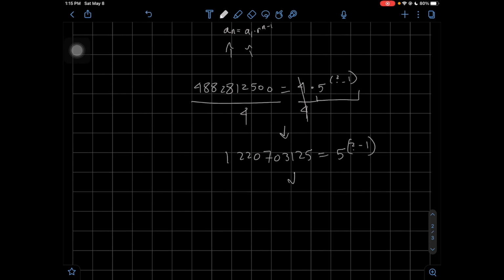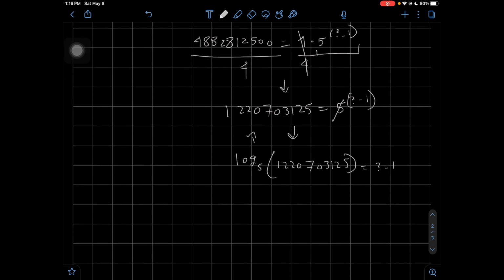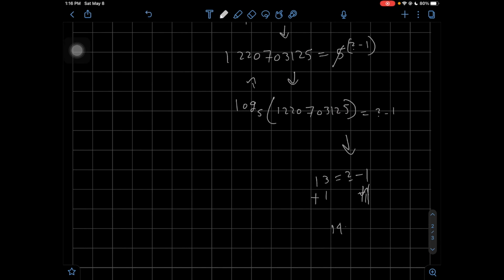So we can take log base 5 of this number, which is 12207033125 equals, so this log is getting rid of this 5, question mark minus 1. So if we do take log base 5 of 12207033125, we should get a value of 13. And that should equal question mark minus 1. If we add 1 to both sides, we get 14 equals our question mark value. And then this problem is done.